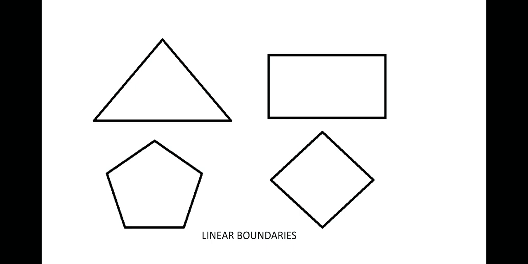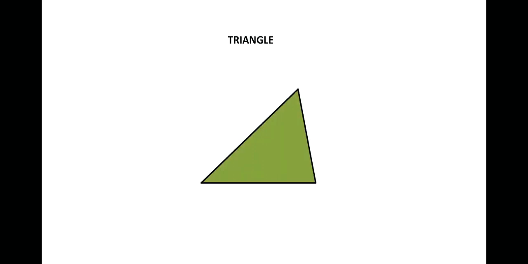So among those with linear boundaries, the first figure is the triangle, where the figure has three sides, these are the three sides, and there are three angles formed. Okay, this angle, and this angle, which makes it called a triangle. So a triangle is a figure of three sides which forms three angles.